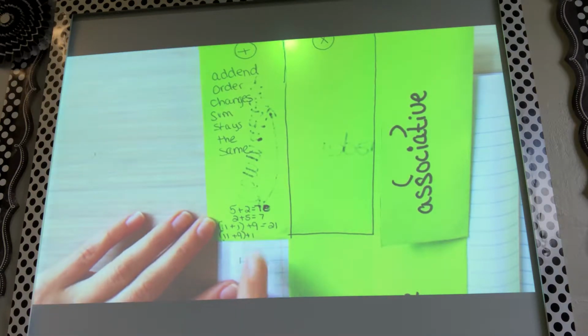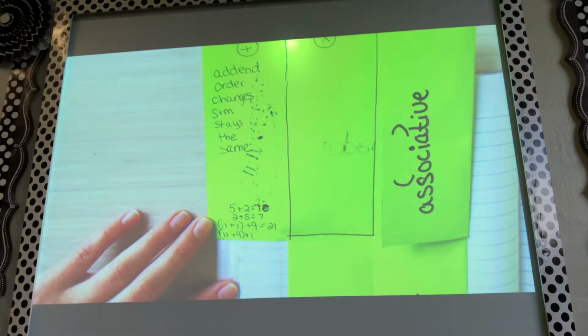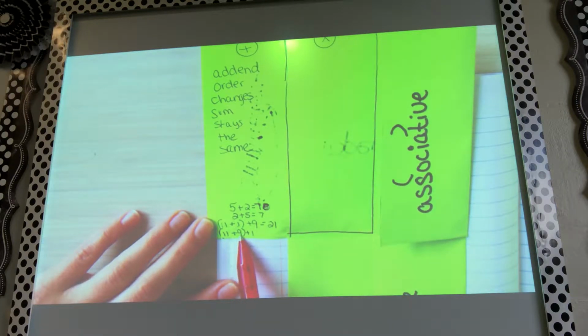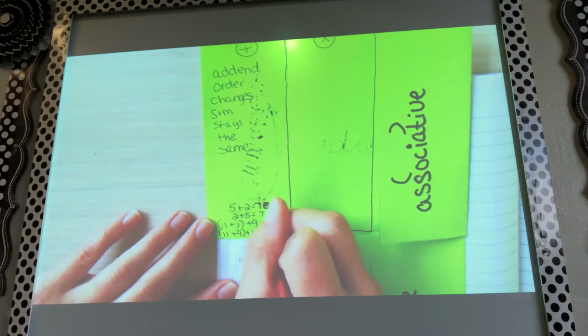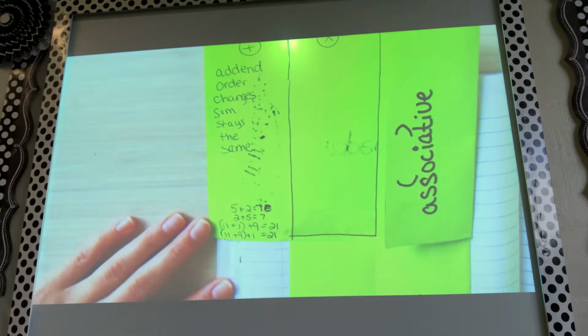I moved my addend. My 9 swapped places with my 1. They commuted. But I didn't move the 11, and I didn't move my groupings. So that is 11 plus 9 equals 20. Plus 1 more still equals 21. That is the same sum. So that's the commutative property of addition.